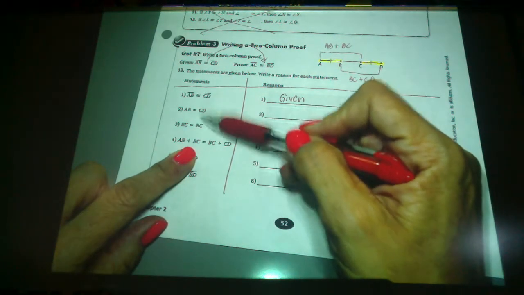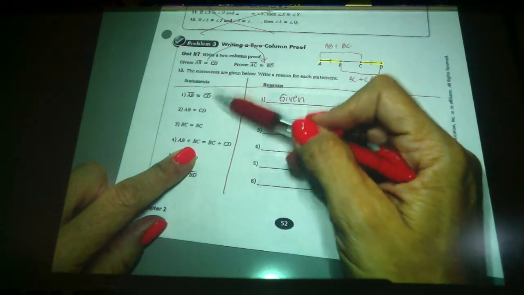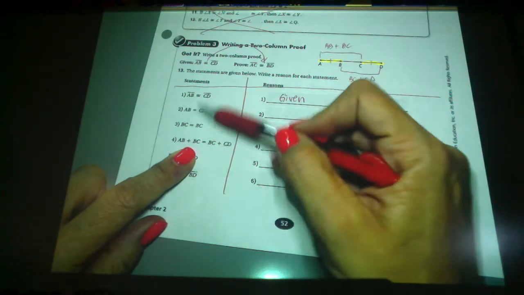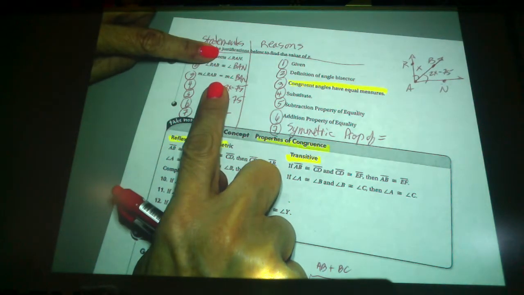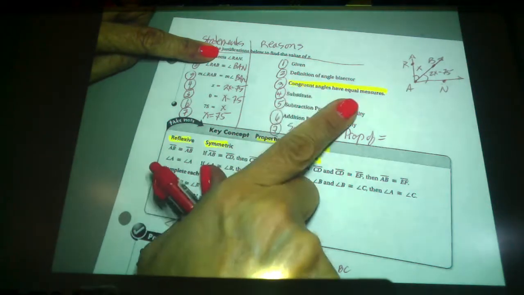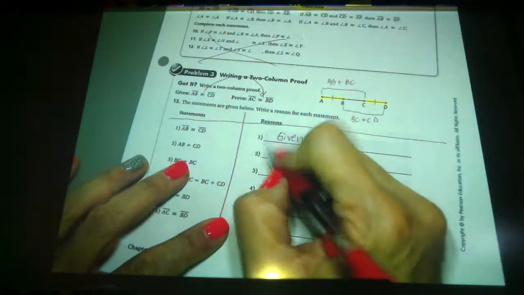So look at how they do it. What happened from here to here? Isn't it a change in notation? What does nothing above here mean? What's that notation mean? How do you read that? I read this as the segment AB is congruent to segment CD. How do you read this? The measure from A to B is equal to the measure from C to D. That's no different than what happened up here, right? From here to here, wasn't that congruent angles have equal measure? So what do you think we're going to say here? Congruent segments have equal measure.